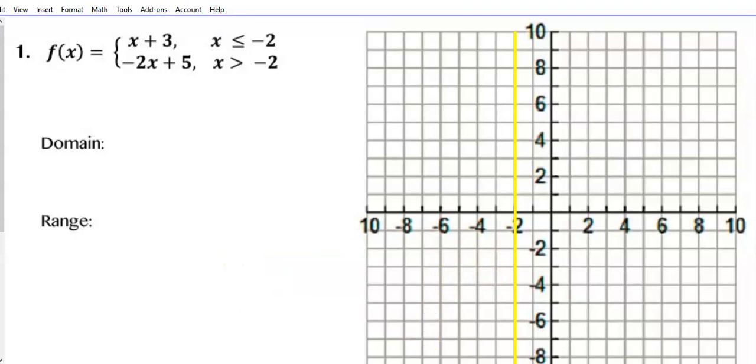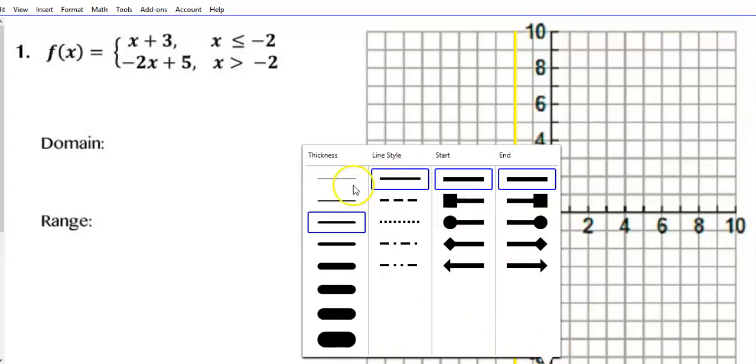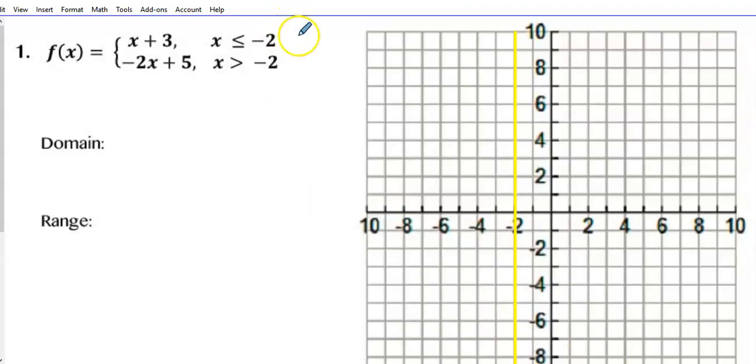The next thing I'm going to do is decide I'm going to use blue for this one. So I'm going to use blue here. So I'm just going to put a circle here. And then I'm going to look and say, okay, I've got that equals marks. So that means there's going to be a closed circle somewhere on that -2 line, that x equals -2 line. I just need to figure out where it's going to be.